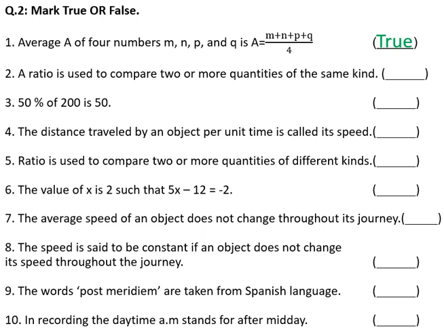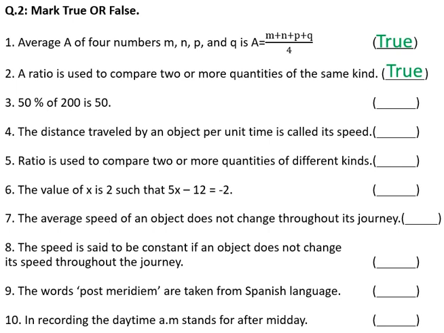Number 2: a ratio is used to compare two or more quantities of the same kind. So here you have to understand why and how we compare with a ratio. Ratio is used to compare two or more quantities of the same kind. So this statement is correct. So we write here true.